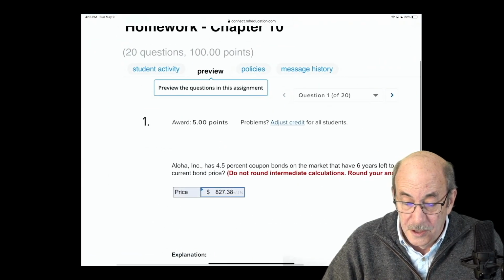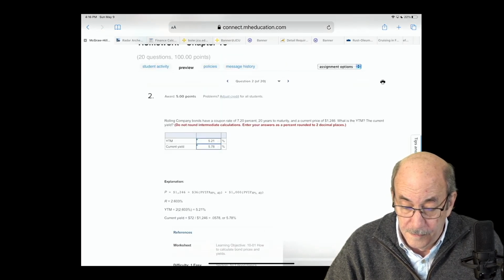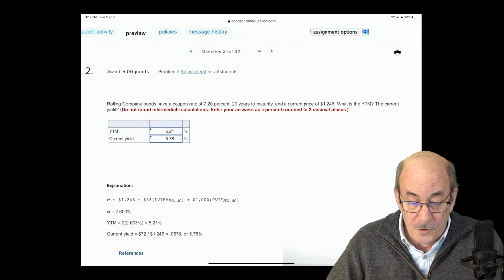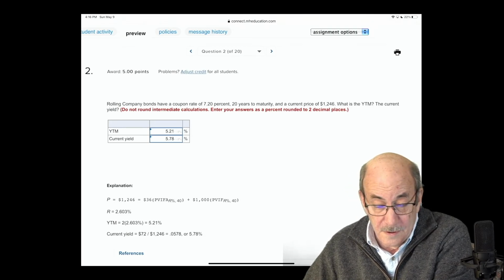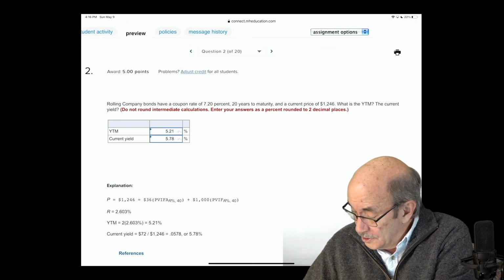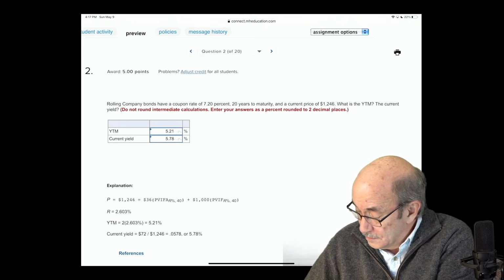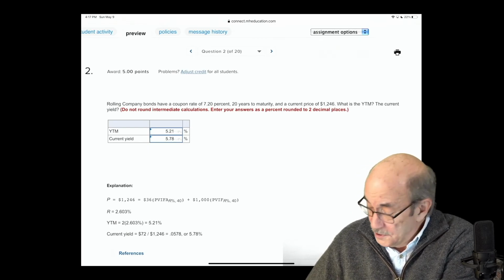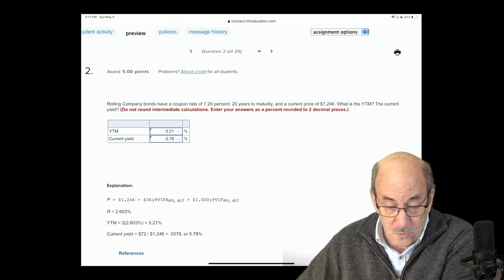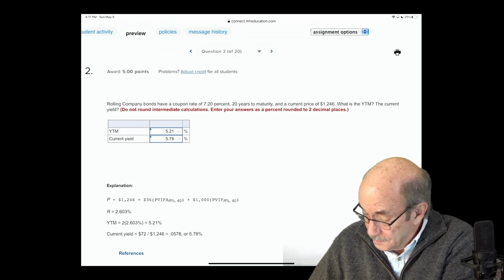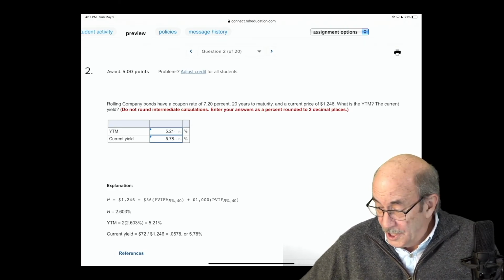And let's see, let's look at number 2. Rolling company bonds have a coupon rate of 7.2, 20 years to maturity, and a current price of $12.46. What is the yield to maturity? And what is the current yield? So let's do that in reverse order.